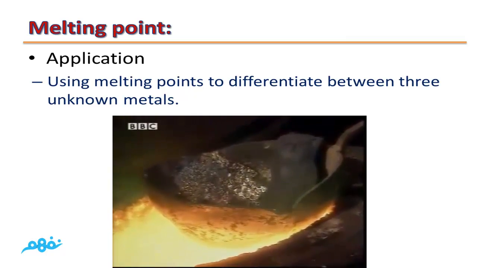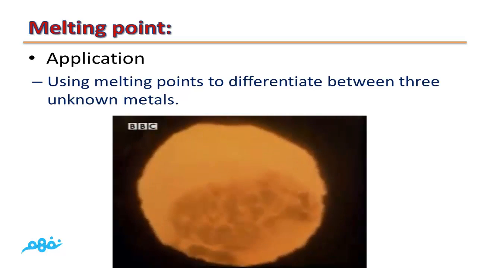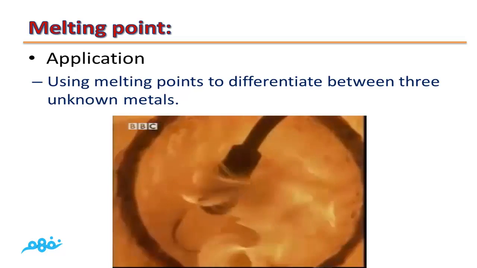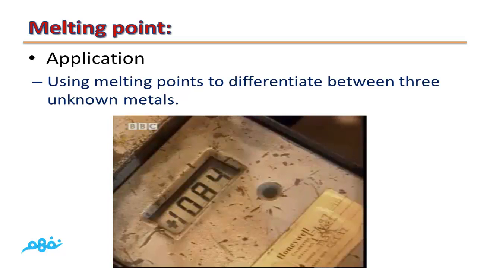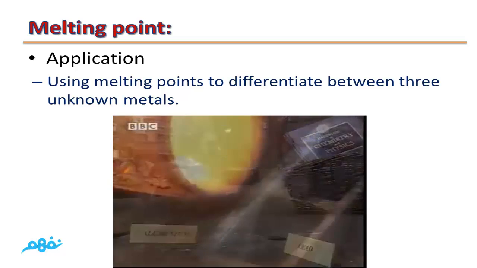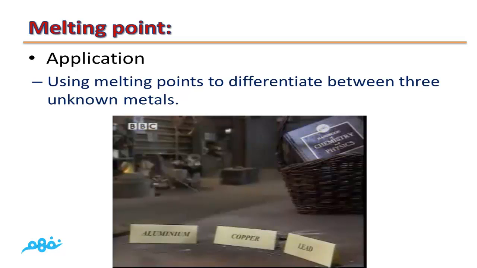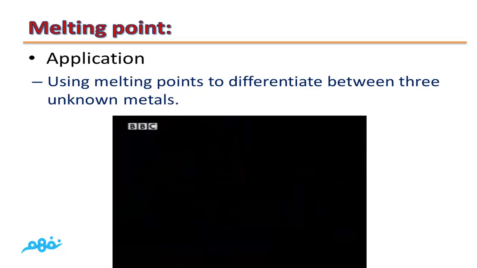By heating it strongly, it starts to melt. Its melting point is 1084, which is the melting point of copper. So melting point is very important to identify the type of material.